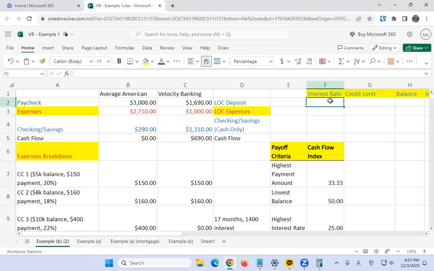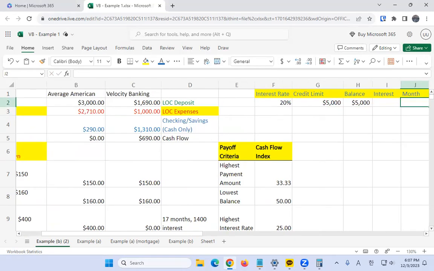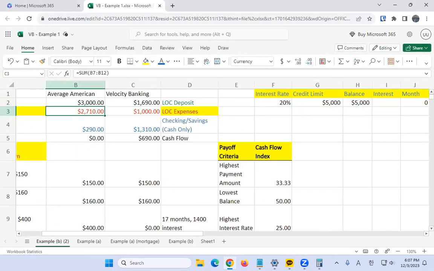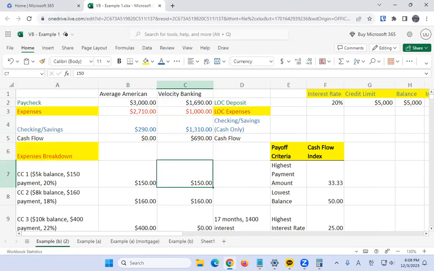So we put the line of credit information here. So this will be 20%. This will be a $5,000 balance and then $5,000 credit limit. So these should be the same. And this will be month 0. Okay.